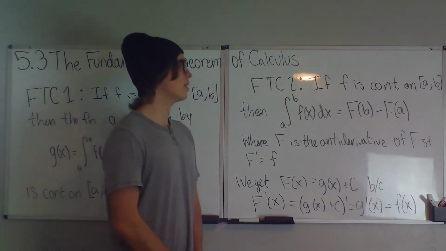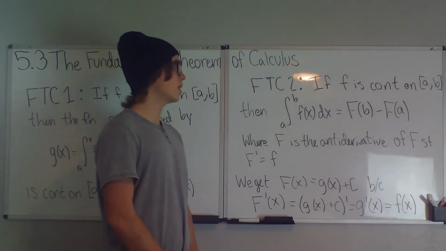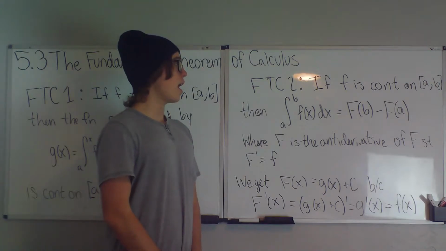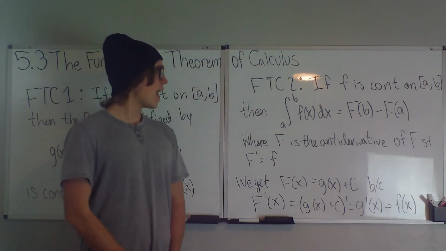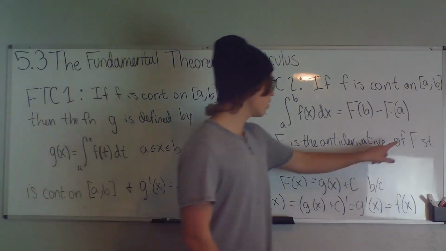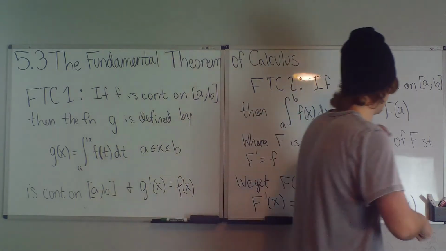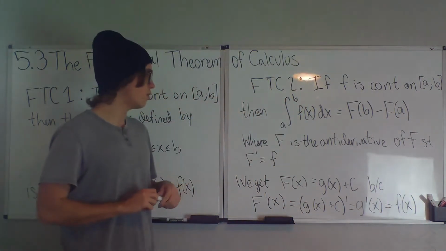Now we have FTC2. If f is continuous on a to b, then the integral from a to b of f of x dx is equal to big F of b minus big F of a, where big F is the antiderivative of little f, such that F prime is equal to f.